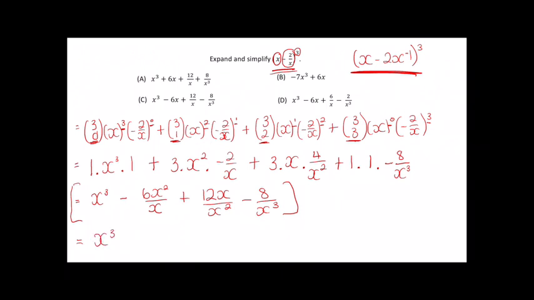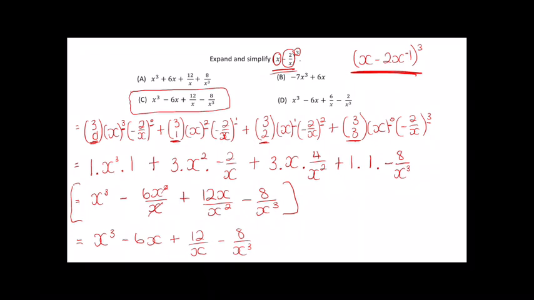So I've got x cubed. An x on the bottom and an x on the top can cancel each other out. So I've got minus 6x. I've got x squared on the bottom and an x on the top. So this time I'm going to be left with just 12 on the top and an x on the bottom. And then I've got minus 8 over x cubed. So comparing this back to the answers that I was given, this is the same as question C. So for question 2, your answer was C.